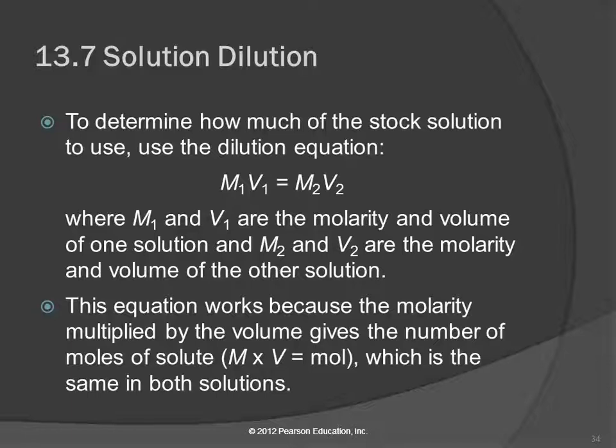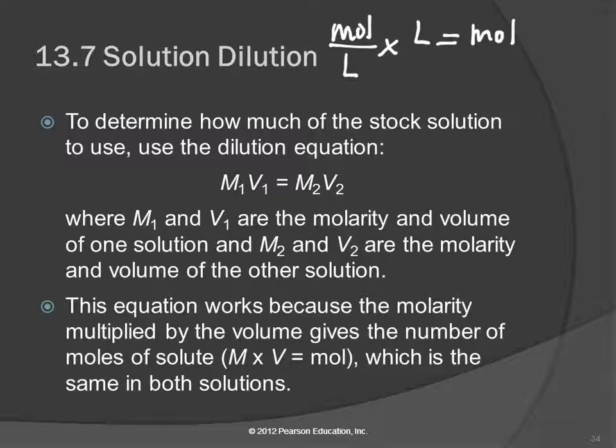So let's think about this for a minute. Capital M means moles per liter. If we multiply that by a volume in liters, what unit do we get? Moles. So what this is saying is that the moles of the first solution is equal to the moles of the second solution. Think about that orange juice concentrate. Okay, it's got some amount of orange goodness in it, right?